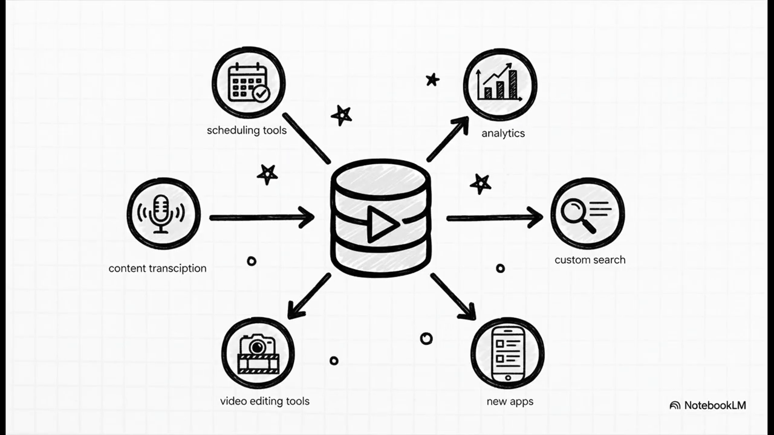First up, open APIs. This is where things get really cool. A company like YouTube basically opens up a little window into their data and lets any developer in the world use it. This means people can build totally new apps on top of YouTube's service, like a custom search tool or an analytics dashboard. It creates this whole amazing ecosystem of new ideas.